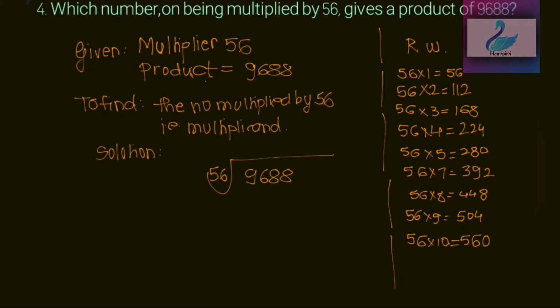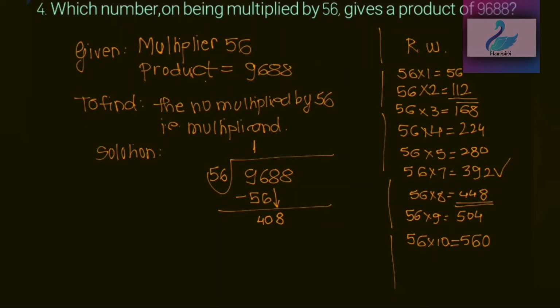968, you can't see in the table. So we will take only the 2-digit number, that is 96. You can see 56 twos are 112, which is greater than 96. So we will take 1s. Write 1 in the quotient's place, subtract it by 56, and you get the answer as 408.